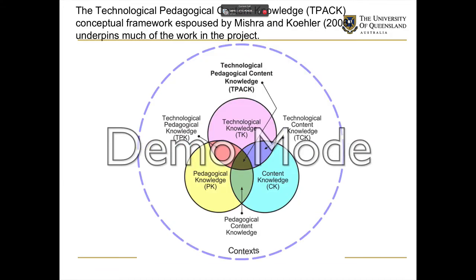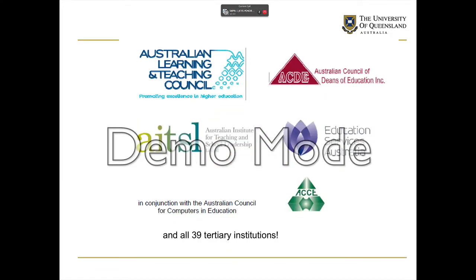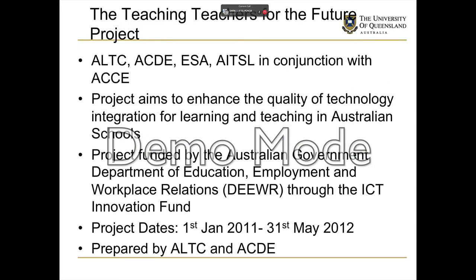I just wanted to very briefly talk about the Teaching Teachers for the Future project. As you can see from the next slide, it was a massive project held from 2011 until 2012. It wrapped up last year, and it involved 39 Australian universities. It was all the universities that did teacher education, the first such project in teacher education that involved every university. Basically it was about enhancing the quality of technology integration into learning and teaching.